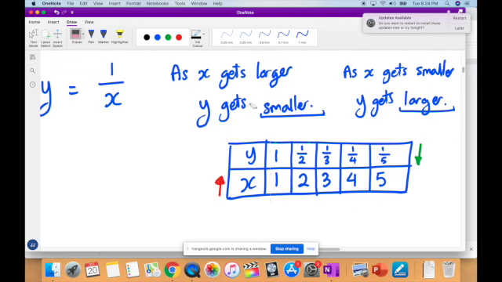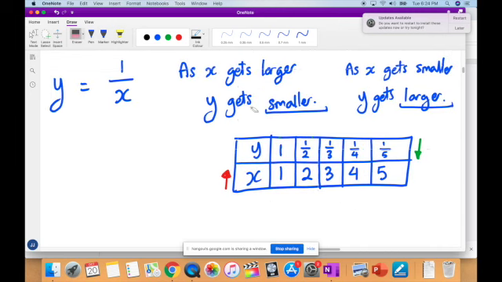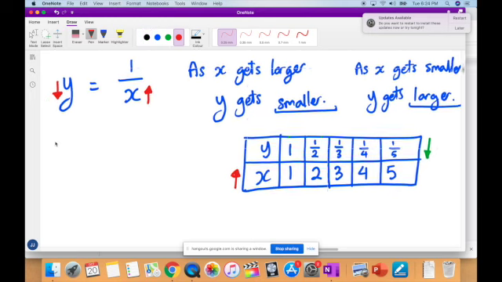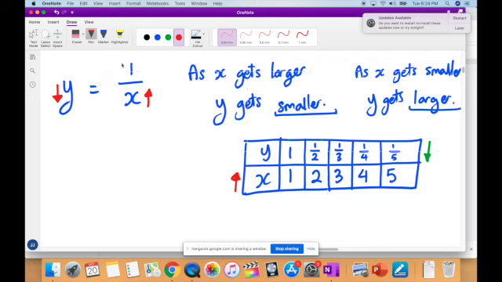So we could see here that we have a situation where as x goes in one direction, y will go in the opposite direction. So if one is getting big, the other one will get small. If x gets small, y will get big, right? So this is why in a fraction, the bigger the denominator, the smaller the fraction. This is the reason why, right?